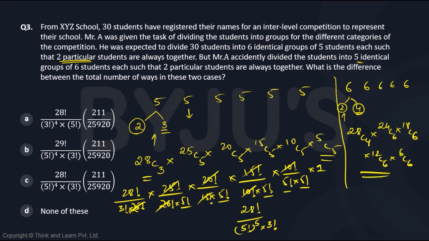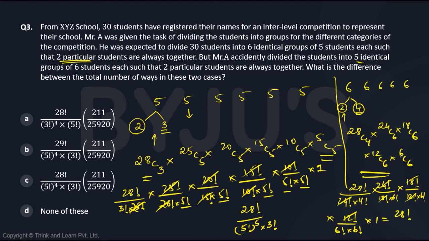Then the other way, the mistaken part. So what is the answer here? So this will be 28C4, that is 28 factorial by 24 factorial into 4 factorial, into 24C6, which is 24 factorial by 18 factorial into 6 factorial, into 18 factorial by 12 factorial into 6 factorial, into 12 factorial by 6 factorial into 6 factorial, and 6C6 is 1. Now once again 24 gets cancelled, 18 gets cancelled, 12 gets cancelled. So this will be giving you 28 factorial in the numerator by 4 factorial and 6 factorial coming 4 times, to the power of 4.